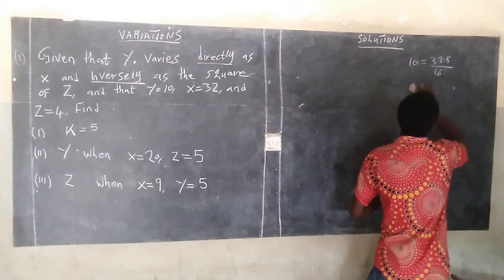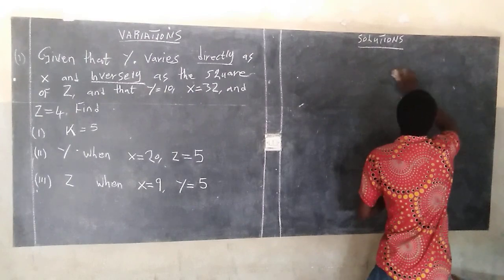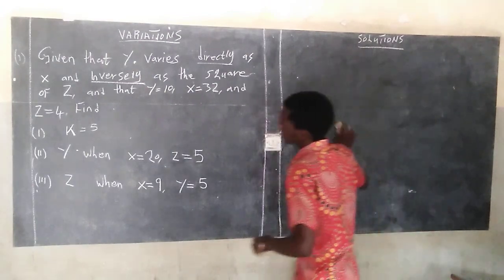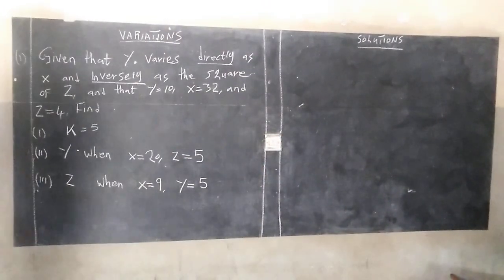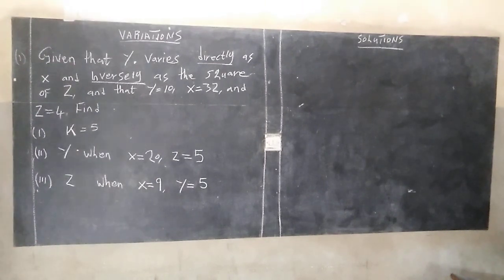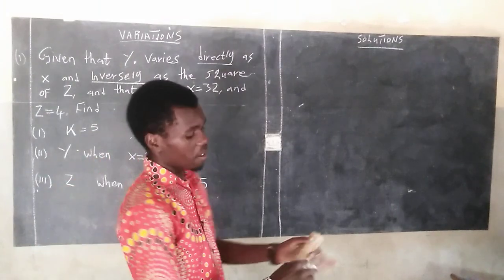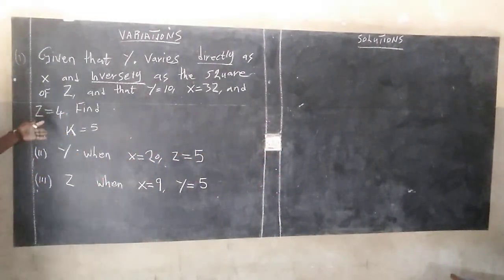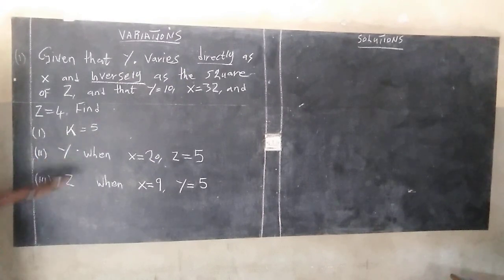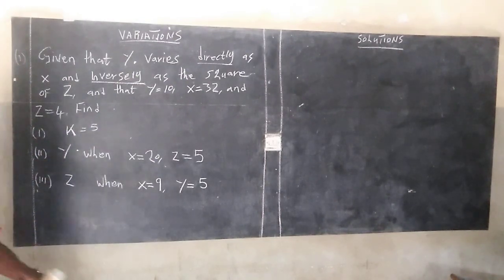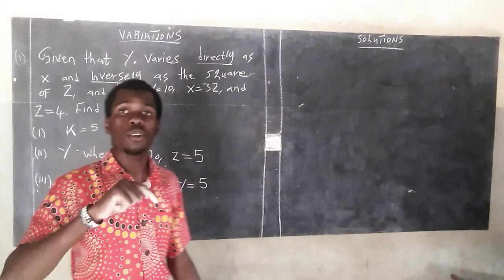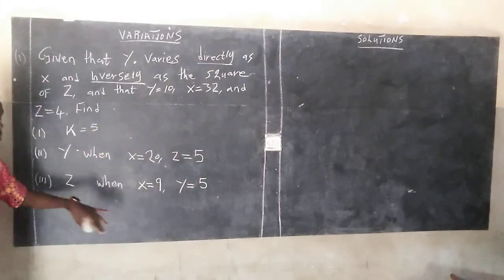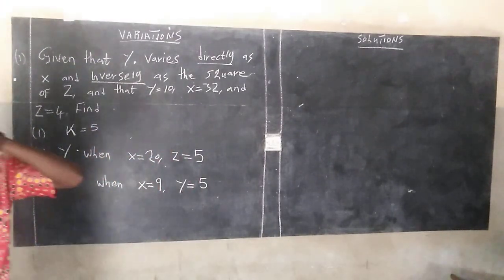We are still under variations. Variations come each and every year. Now let's tackle the second question. The same formula that we formulated is the one we'll be using until the final answer, which is the last question.